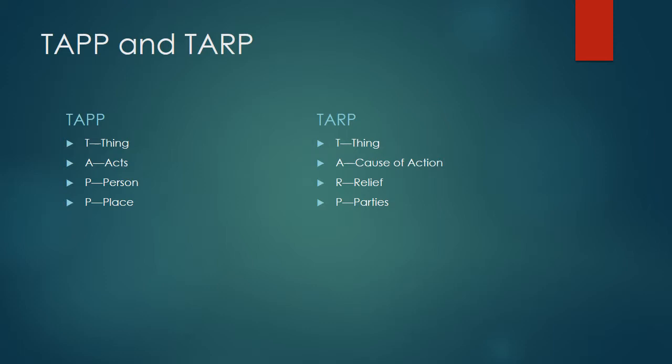Once you have thought and written down words that fit these categories, and by categories I'm referring to thing is a category, acts is a category, person is a category, place is a category. If you use the TARP method, thing is a category, cause of action is a category, relief is a category, and parties is a category. Once you have thought and written those down, you then have to enlarge your search possibilities by thinking of synonyms, antonyms, broader words, and narrower words.